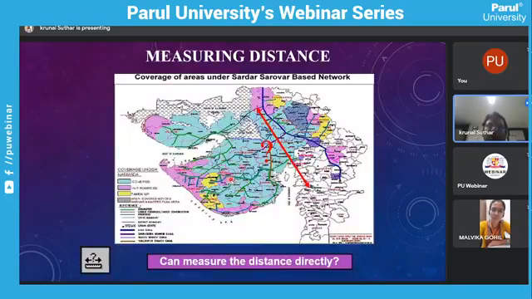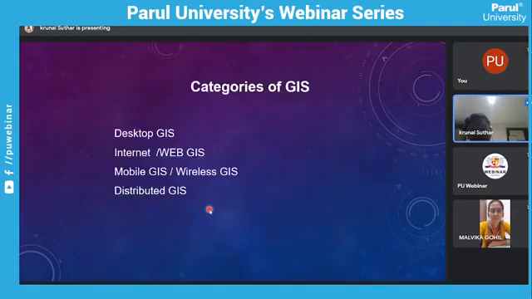See, if you have a digital map, you can measure the distance between any two objects or any two locations. So you can easily calculate the area, line, points and polygon. So it is helpful for spatial analysis and visualizations.